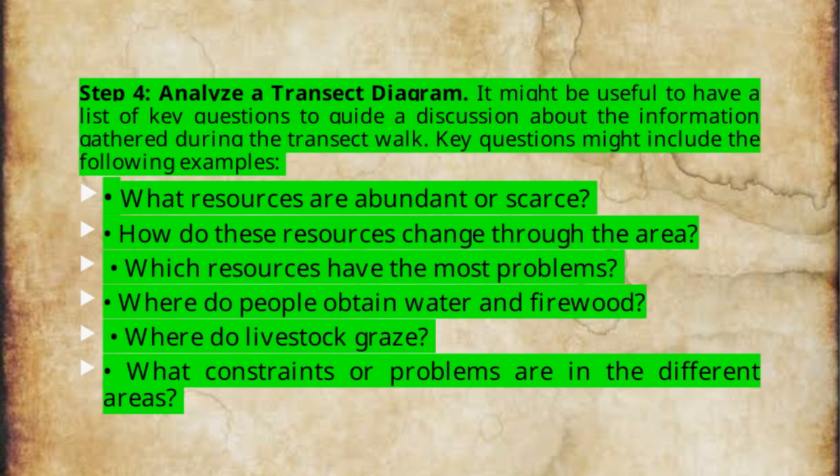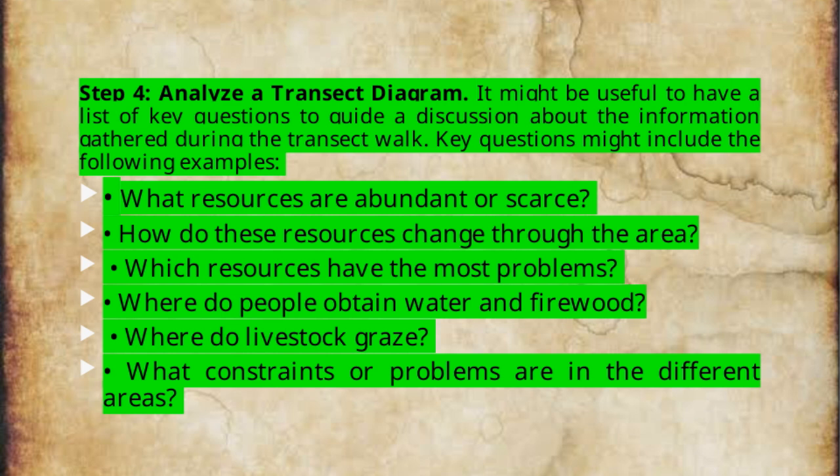As we do this, it can be really helpful to have a list of key questions in mind. These questions will guide our discussion and help us interpret the information we gathered during the transect walk. For example, we might ask ourselves what resources are abundant in some areas but scarce in others. This helps us understand resource distribution across the landscape. We should also consider how these resources change as we move along the transect. Do they increase, decrease, or stay the same?